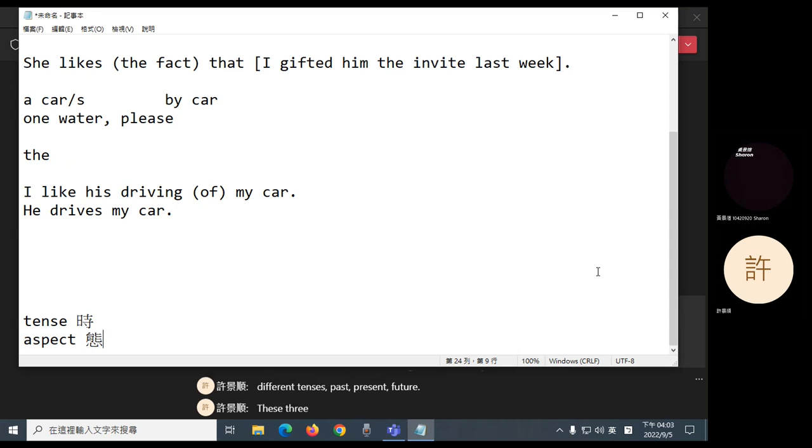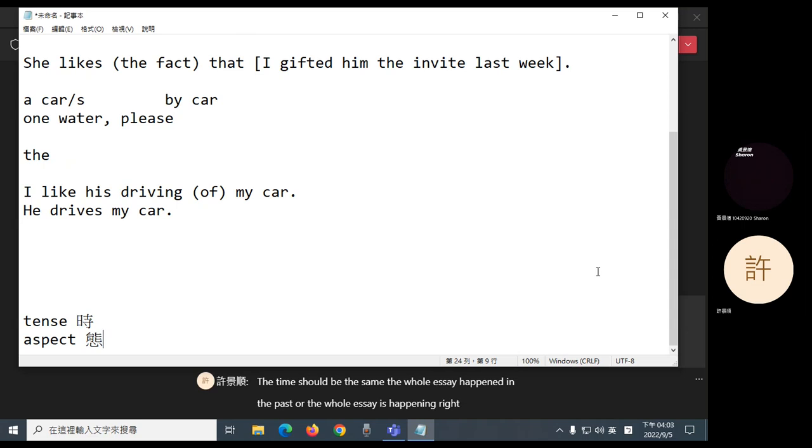These three, you can think of them as the objective time. Through your entire essay, the time should be the same. The whole essay happened in the past, or the whole essay is happening right now, or the whole essay will happen in the future. Nothing you say in the essay should change the tense, unless you're specifically jumping into the future or jumping into the past. But any regular sentence should not change the tense. Past, present, future.